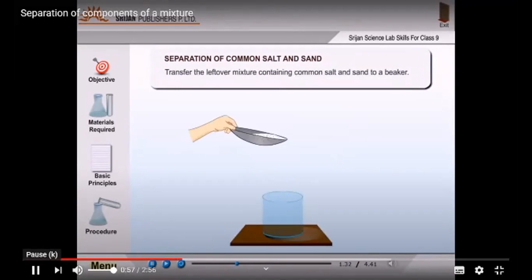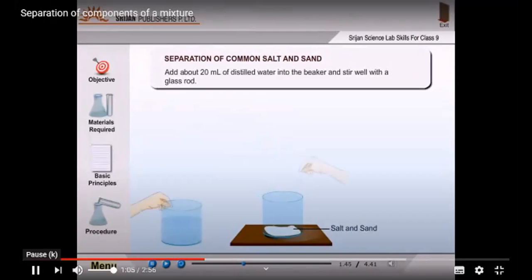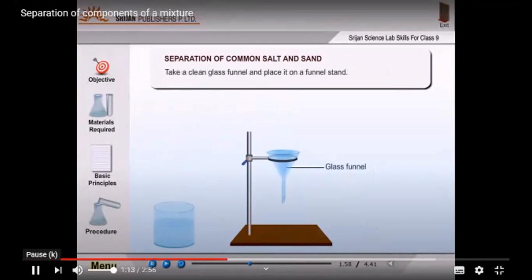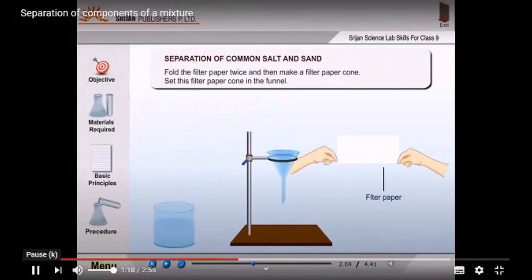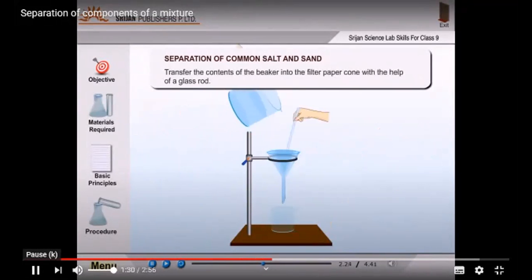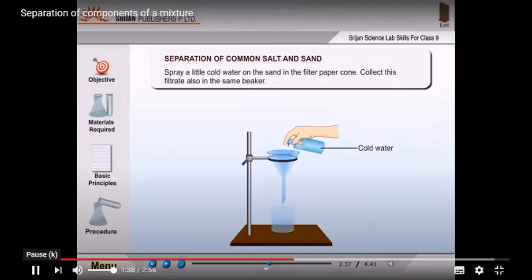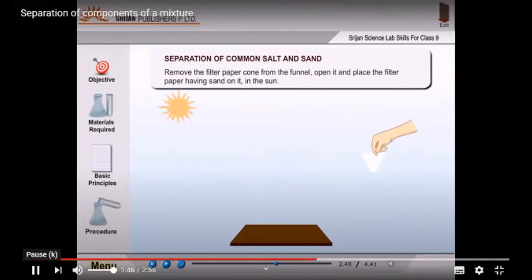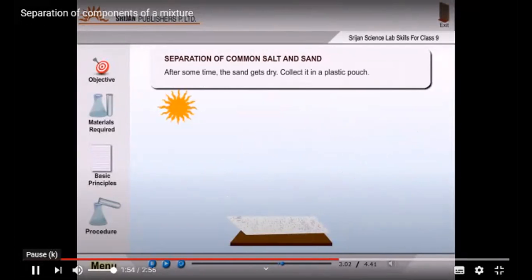Separation of common salt and sand. Transfer the leftover mixture containing common salt and sand to a beaker. Add about 20 ml of distilled water into the beaker and stir well with a glass rod. Take a clean glass funnel and place it on a funnel stand. Fold the filter paper twice and then make a filter paper cone. Set this filter paper cone in the funnel. Place a small beaker under the funnel. Transfer the contents of the beaker into the filter paper cone with the help of a glass rod. Collect the filtrate in the beaker placed under the funnel. Spray a little cold water on the sand in the filter paper cone. Collect this filtrate also in the same beaker. Remove the filter paper cone from the funnel, open it, and place the filter paper having sand on it in the sun. After some time, the sand gets dry. Collect it in a plastic pouch.